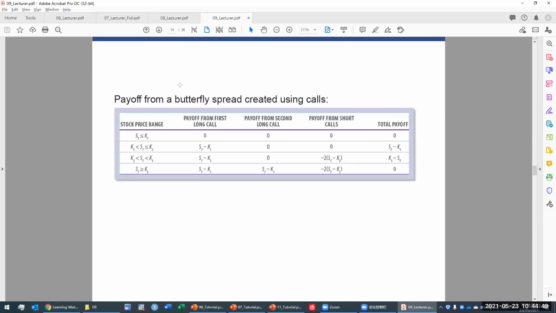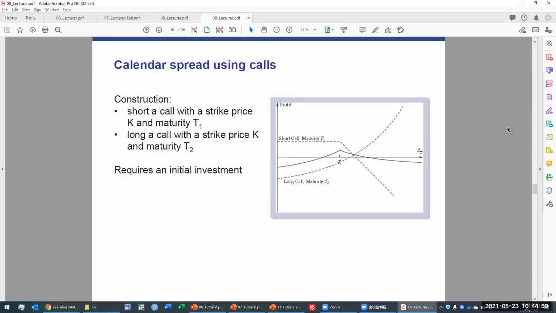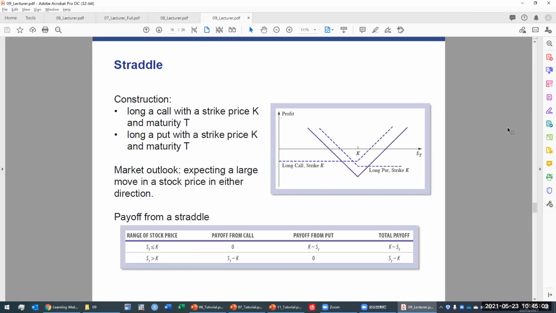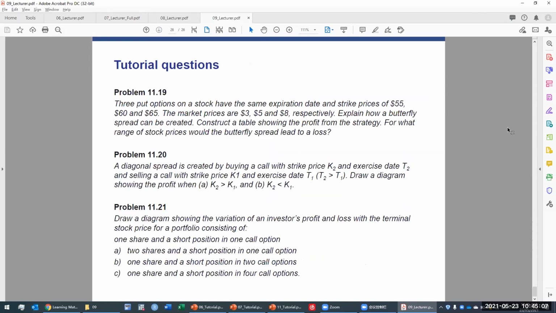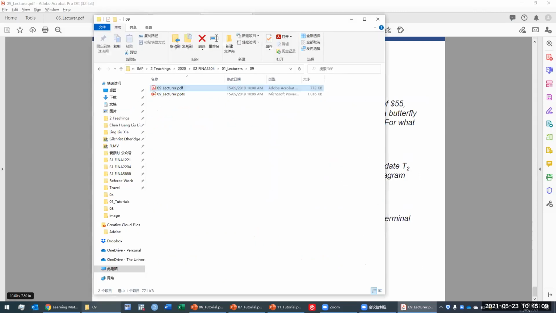Any question with this week in general? Let me start with this. Any question regarding this week? No? Easy? Even calendar spread is easy? Not easy. Let me see what I've got.